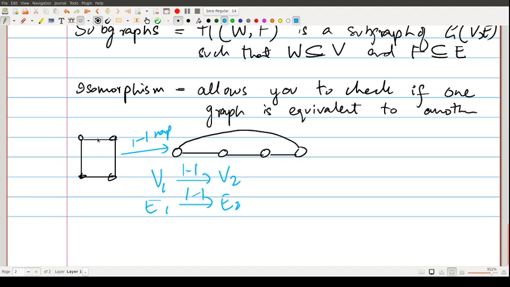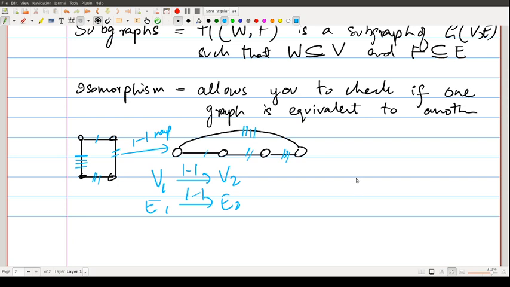So you can identify this edge with this edge, this edge with this edge, this edge with this edge, and this edge with this edge. So if you identify the edges accordingly and you identify the vertices accordingly as well, then you know that this is essentially the same graph. There's no difference between them other than the way I've represented them visually, right? That's another question that you can ask.